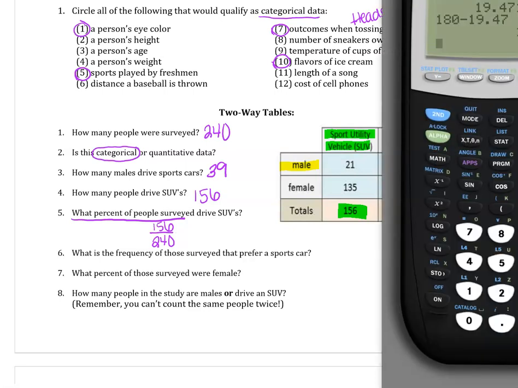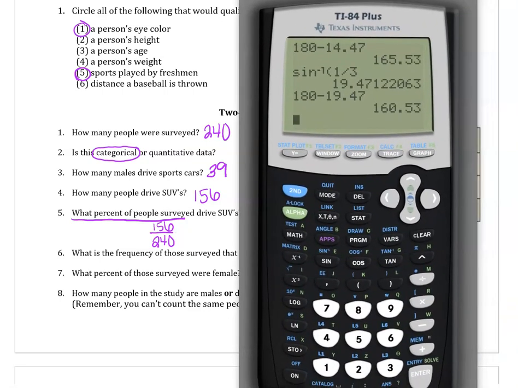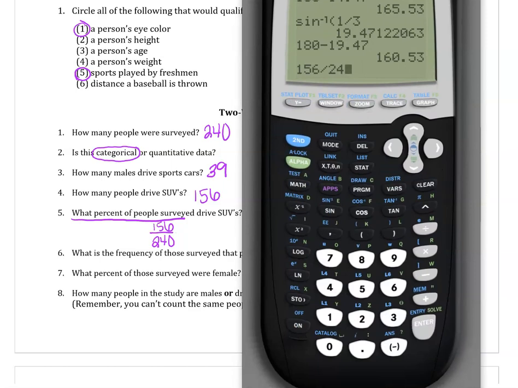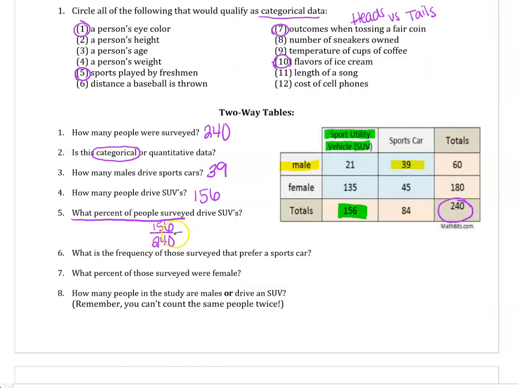and I do 156 divided by 240, I get 0.65, which as a percent is 65%. So 65% of our total here drive SUVs.